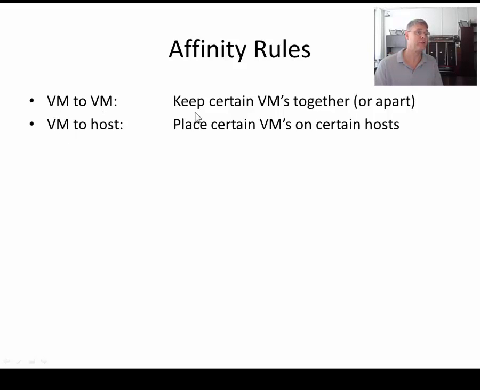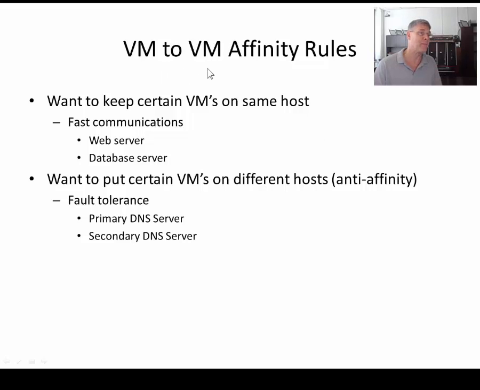VM to VM affinity rules keep certain virtual machines together or apart, and VM to host affinity rules place certain virtual machines on certain hosts. So let's start out with VM to VM affinity rules. One VM to VM affinity rule is where we want to keep certain virtual machines on the same ESXi host for the purposes of faster communication. And an example of that might be a web server and a database server or an application server.